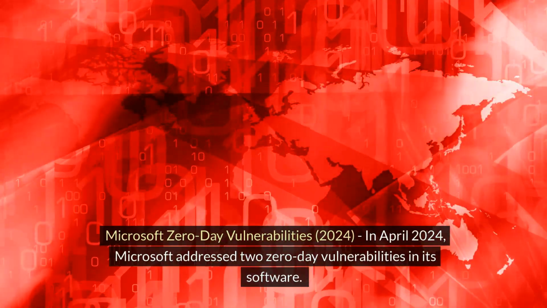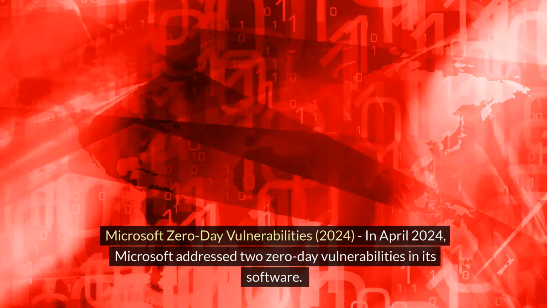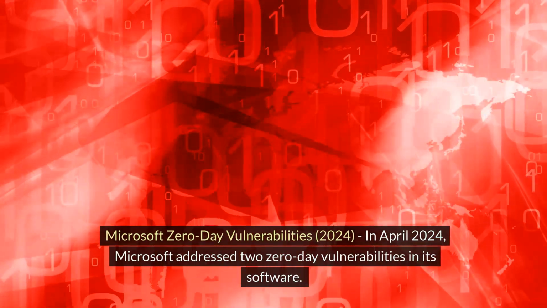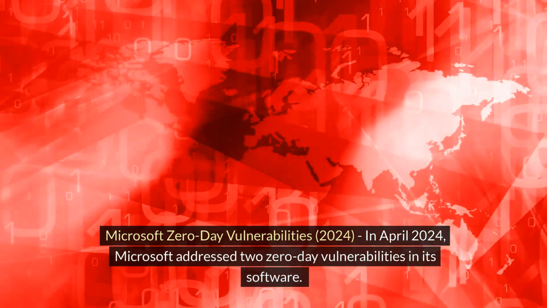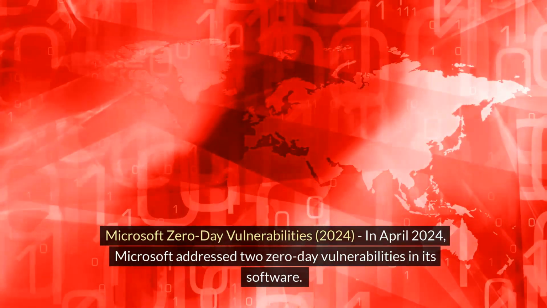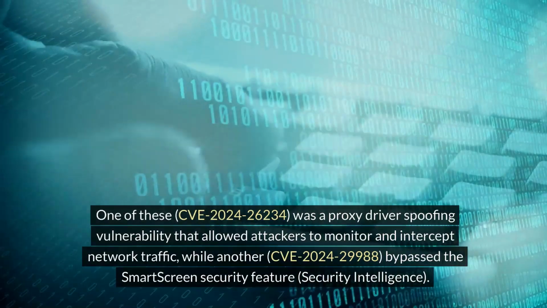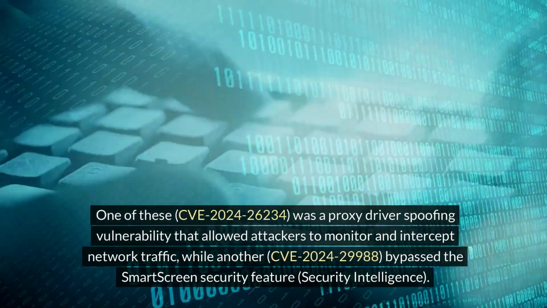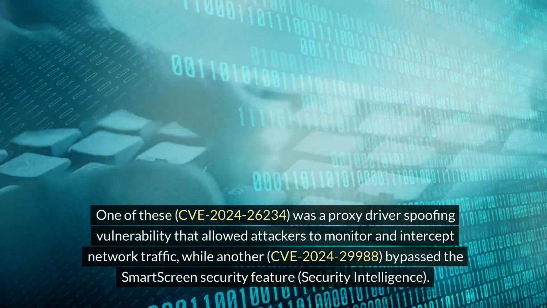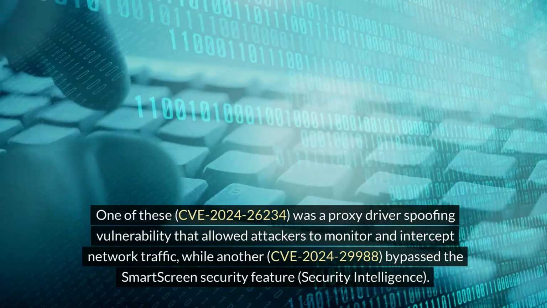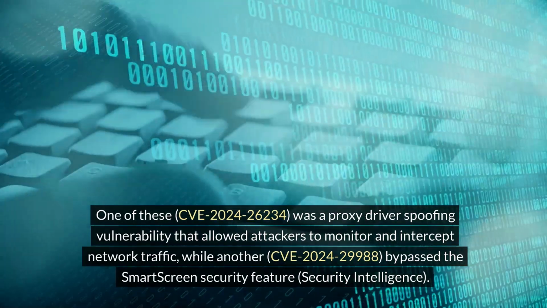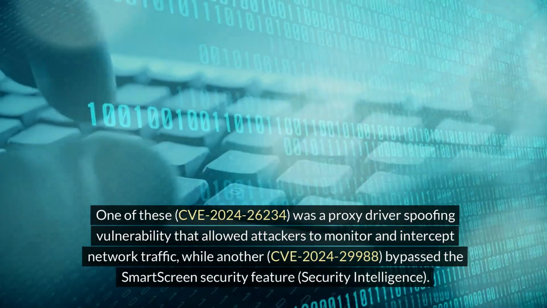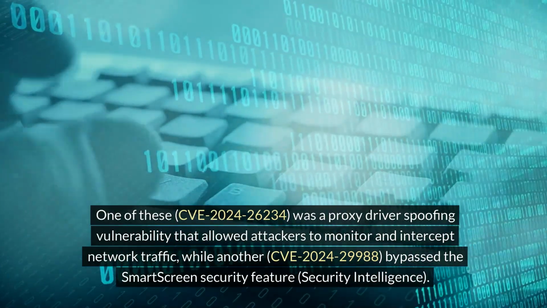Microsoft Zero-Day Vulnerability 2024. In April 2024, Microsoft addressed 2 zero-day vulnerabilities in its software. One of these was a proxy driver spoofing vulnerability that allowed attackers to monitor and intercept network traffic, while another bypassed the SmartScreen security feature.